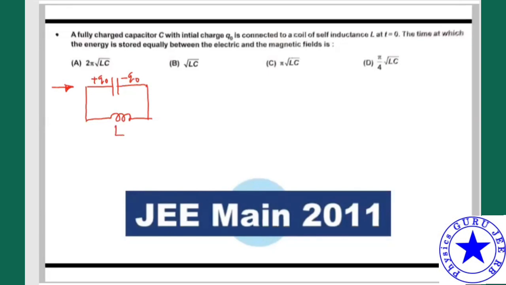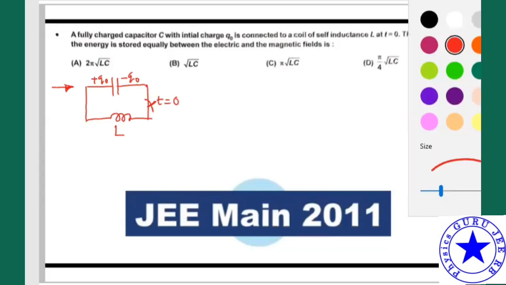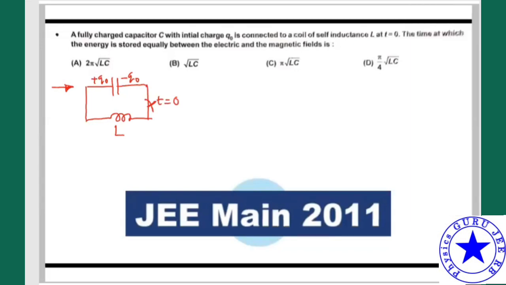L is the inductor. Let me take here some opening. When it is closed, t is equal to 0. Open. The frequency of LC oscillations is omega. To calculate the frequency, omega equals 1 by under root of L into C. It's nothing but omega is equal to 1 by under root of LC.